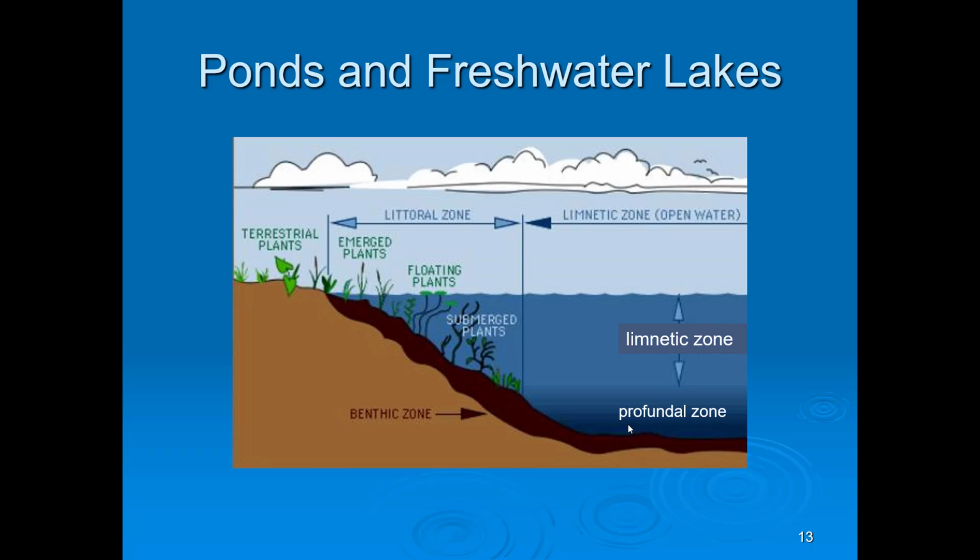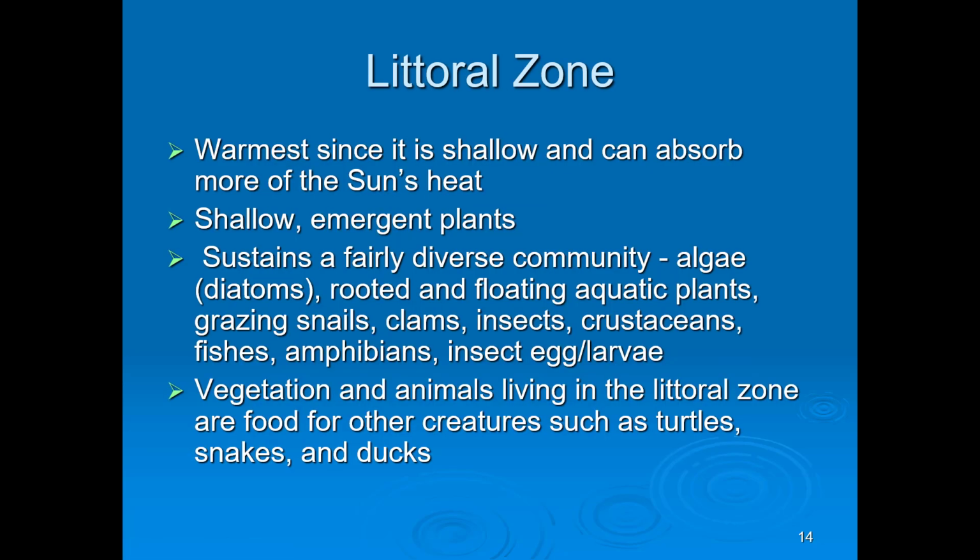The Profundal Zone is the dark bottom of the lake. No light, therefore no plant life. And then the Benthic Zone is the entire muddy bottom of the pond or the lake. Here are some more details about this stuff. How much of this you choose to write down is up to you, but I'm just trying to give you an idea of how these zones are different.